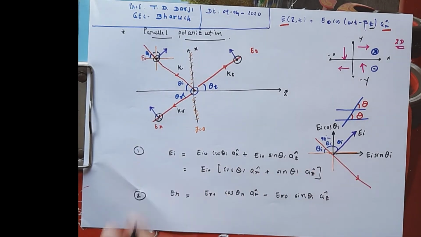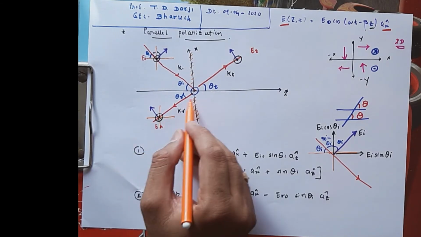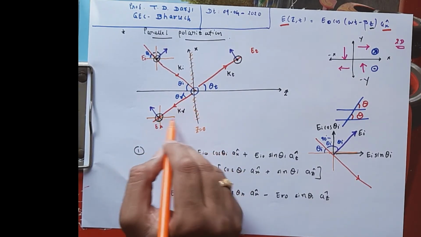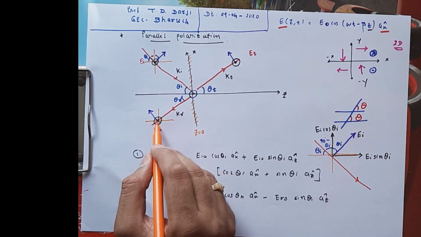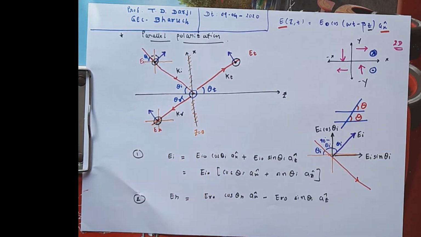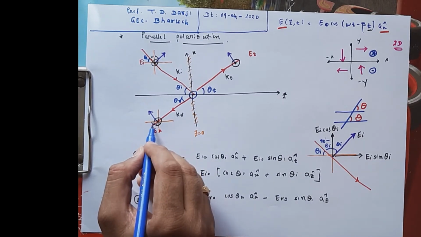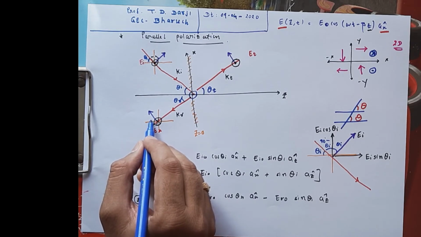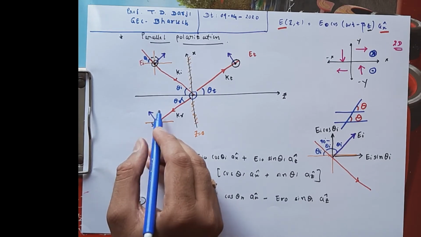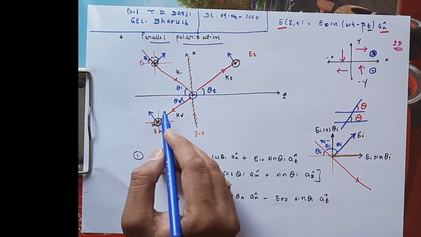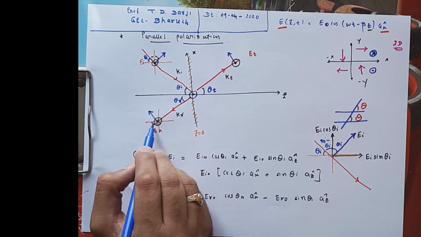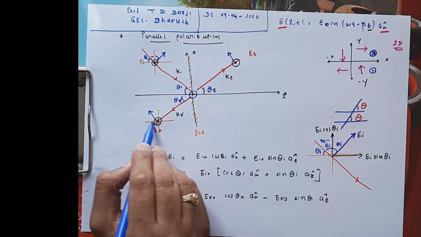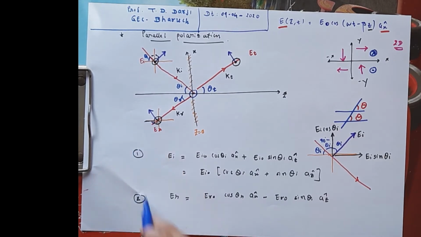Apply the same trigonometric concept. How can you apply it? We will quickly see it. See here, how much angle does it make? It makes theta r. These two lines are perpendicular. So this angle is theta r, and this one is 90 degree minus theta r, so this angle is theta r. So this component is ERO cos theta r in the x direction, and this one is ERO sin theta r in the minus z direction. So you can write it in this way.